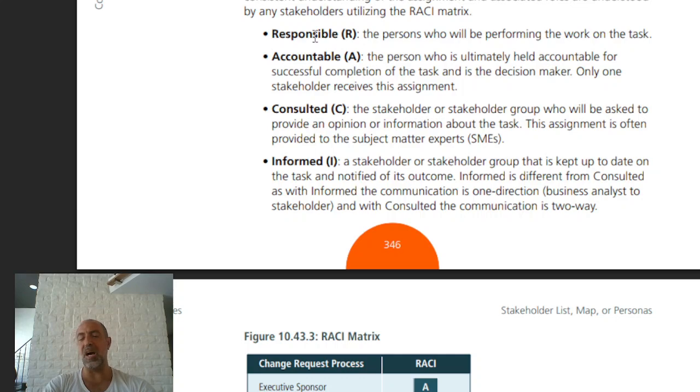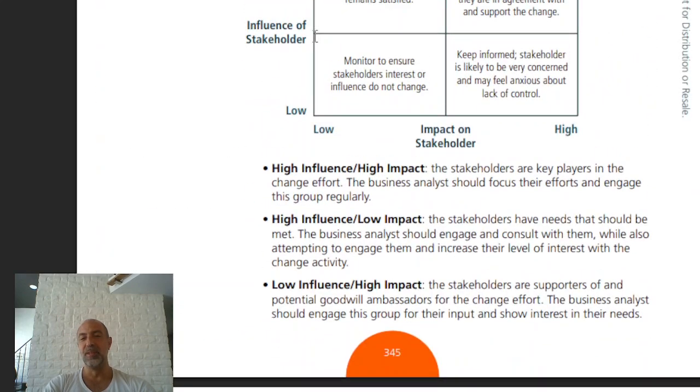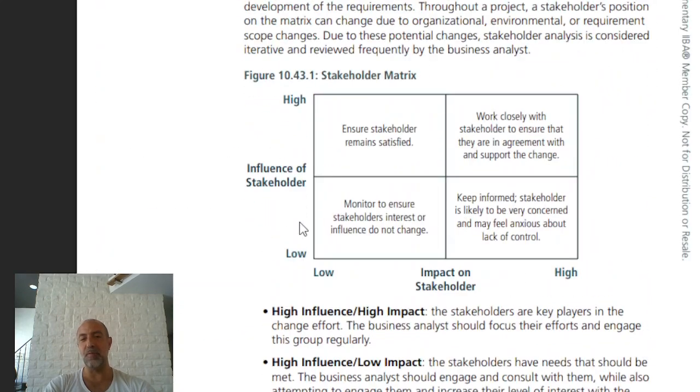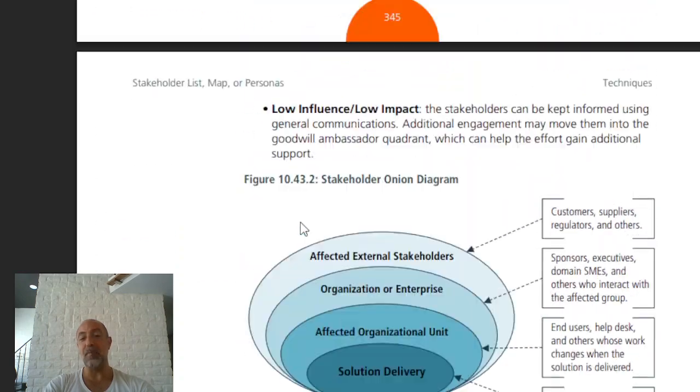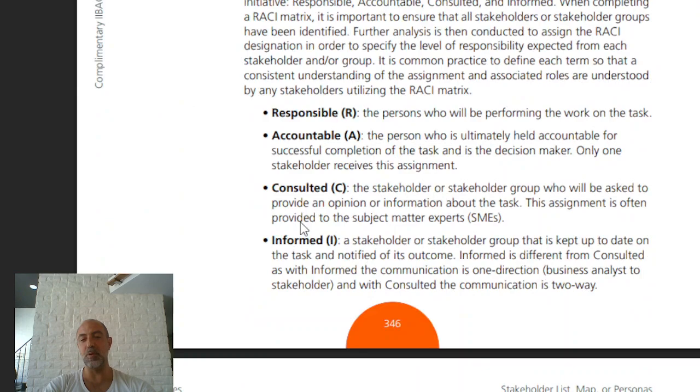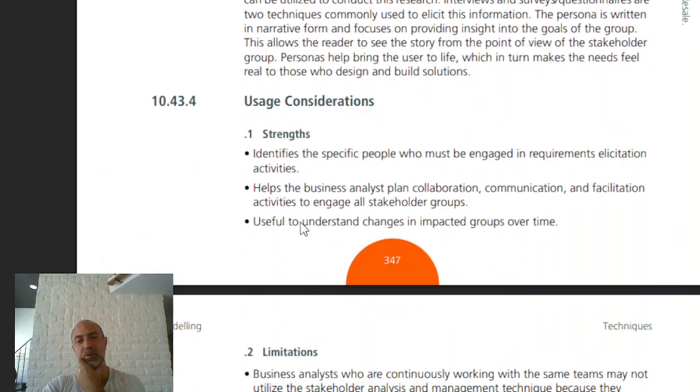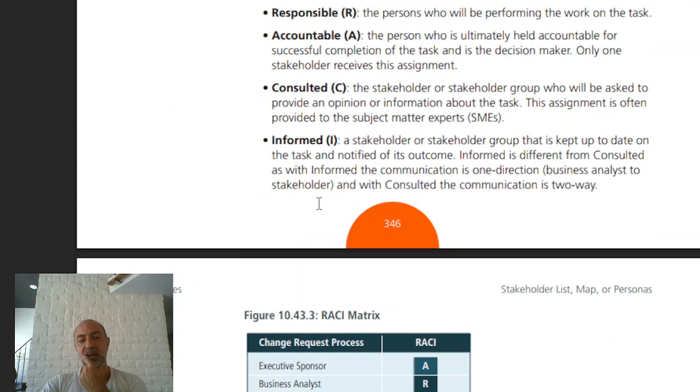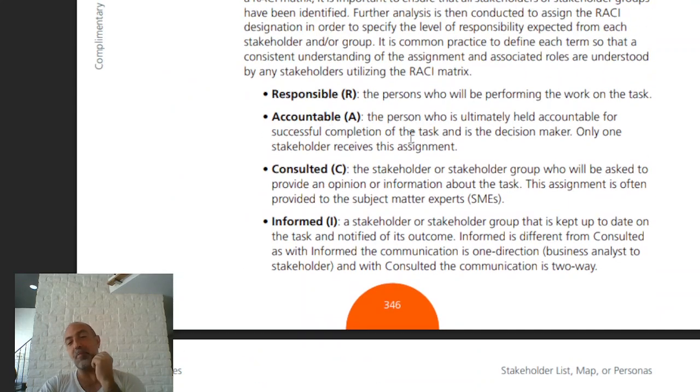Responsible seems to be basically high impact, high influence. High impact, low influence, or high influence, low impact, that's the responsible one. And the accountable one seems to be high impact, high influence. And the consulted one seems to be high influence, low impact, or high impact, low influence. And the informed one is basically low.